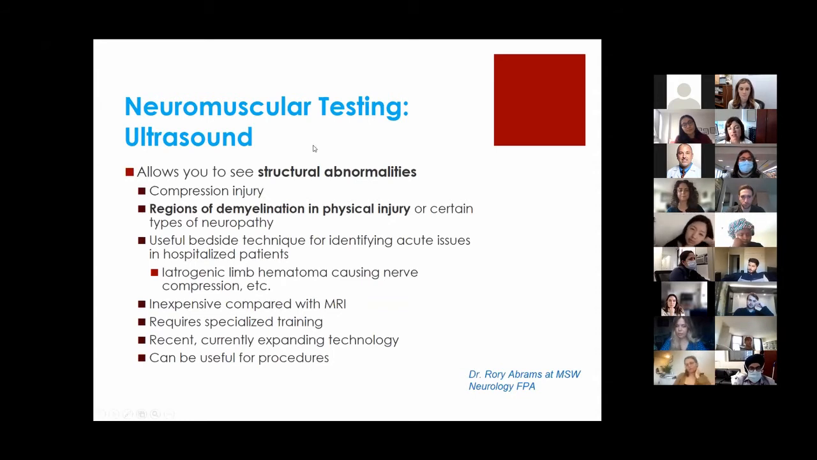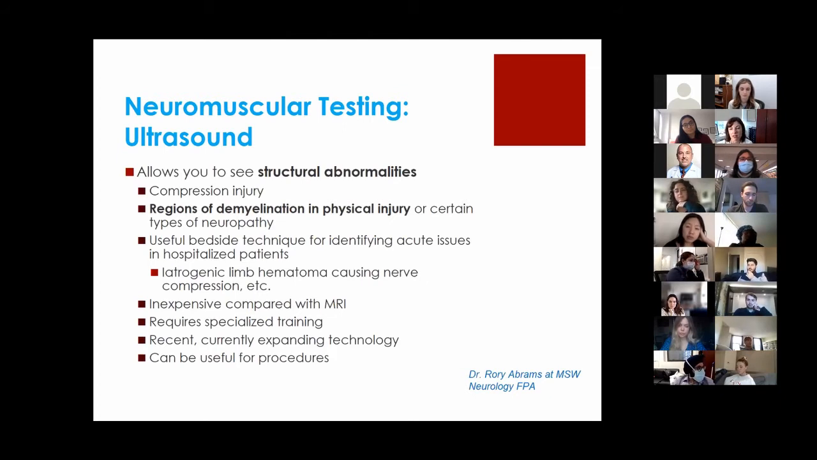Neuromuscular ultrasound is a technique which has really taken hold over the last decade or so. It is something which allows you to use basic ultrasound to really visualize in a detailed way peripheral nerves and muscles. Again, something that many of you who have done ultrasound or seen ultrasound can probably imagine.